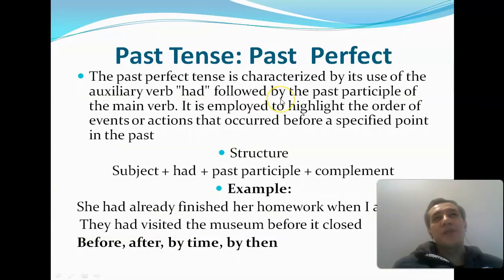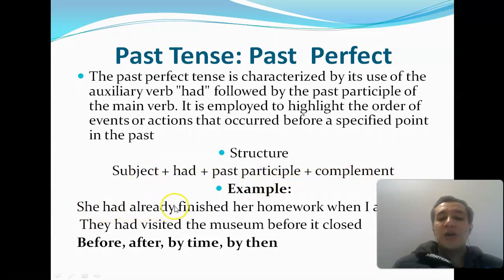And here we have the past perfect. The past perfect tense is characterized by its use of the auxiliary verb had followed by the past participle of the main verb. It is employed to highlight the order of events or actions that occur before a specific point in the past. The structure, affirmative structure: subject plus had plus past participle plus complement.